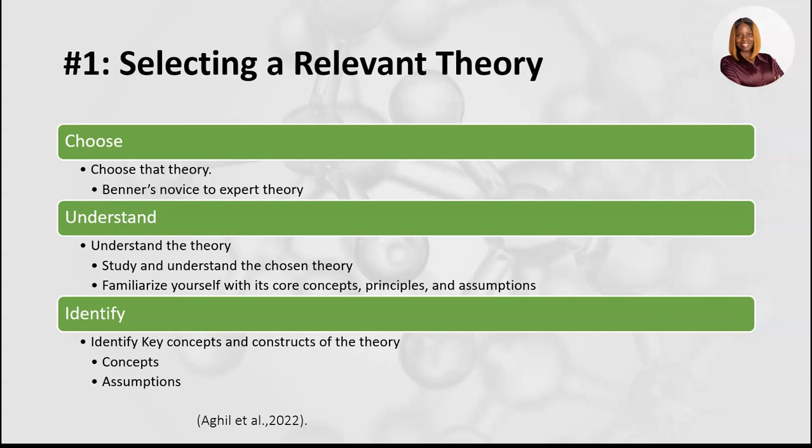For my example, I'm going to use Benner's novice to expert theory. So I choose my theory, and that is the novice to expert theory. After choosing my theory, I want to make sure that I understand the theory. That's where you have to do some reading and some background check. You need to understand the theory, familiarizing yourself with the concepts, the principles, and the assumptions, because these are what you're going to build your program on. So you need to make sure that you understand that.